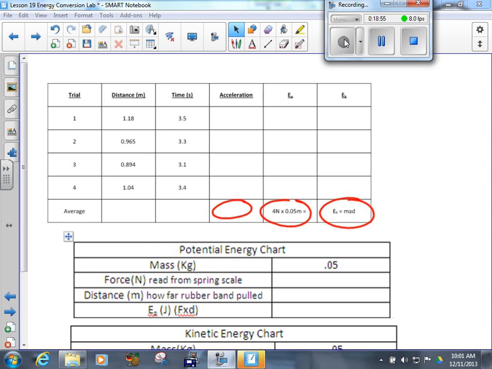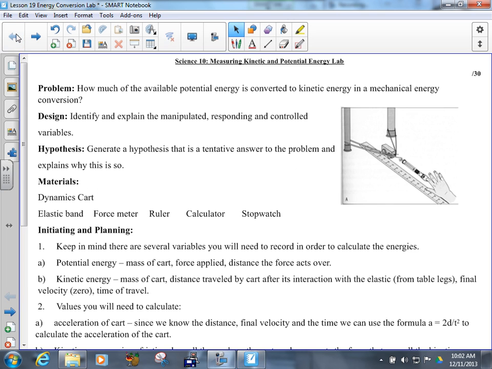No. You don't use your force. That's for potential energy. The kinetic energy is calculated by using the mass of the cart times the acceleration you calculated here times the average distance traveled. You find acceleration using the formula they showed you on the first page, right here: acceleration of the cart. Use the formula 2d over t squared. That's why it's not working for you. Any other questions on that, guys?